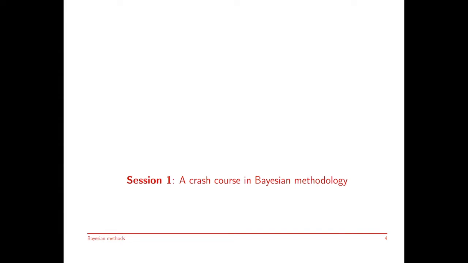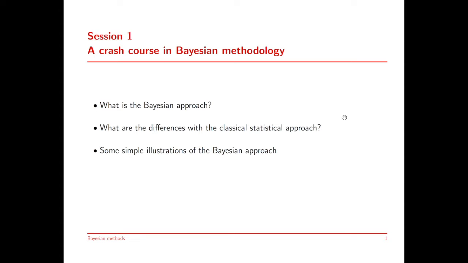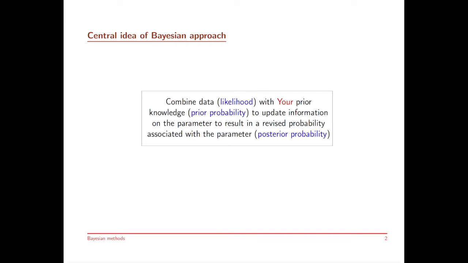Let us start with the crash course in Bayesian methodology. We look at what the Bayesian approach is, what the differences are with the classical statistical approach, and we use some simple illustrations. The central idea is to combine data, where we have assumed a statistical model, so it gives you information on the likelihood, with your prior information, called the prior probability. That is then combined to update the information on the parameter to result in revised information for that parameter, called the posterior probability.